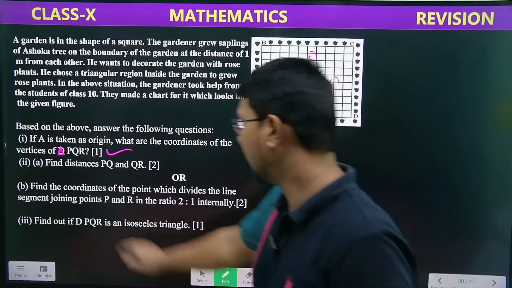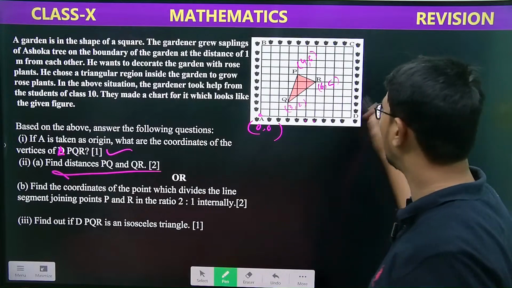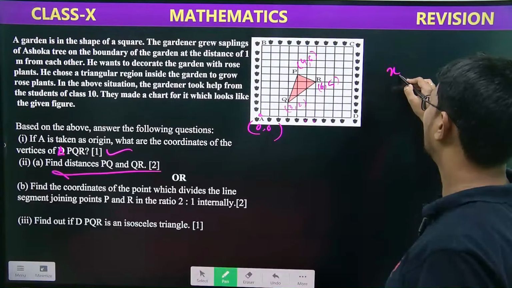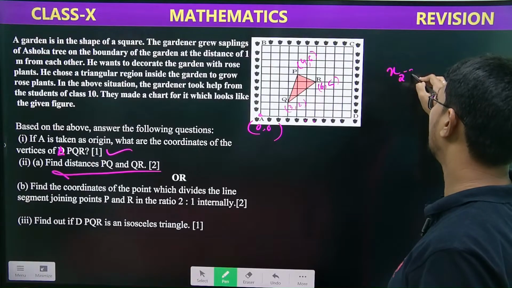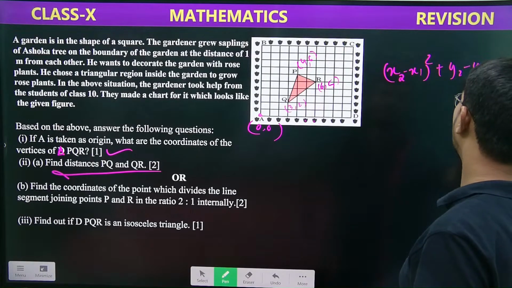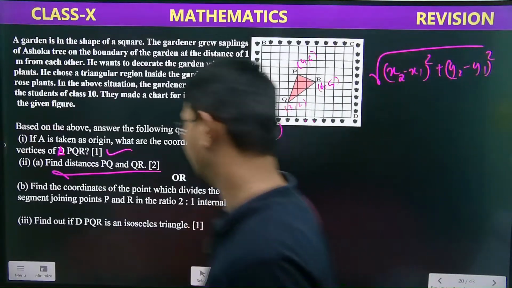Okay, find the distance between PQ and QR. Put in the distance formula. You know the distance formula? What is the distance formula? Say it. Square root of x2 minus x1 whole square plus y2 minus y1 whole square. Just put it in and tell me what the answer is.